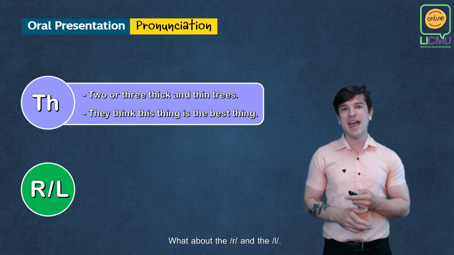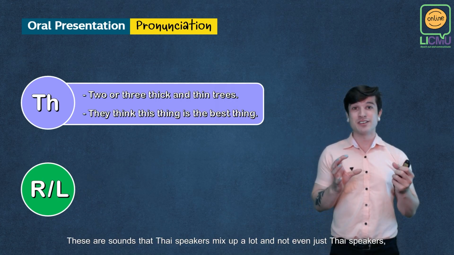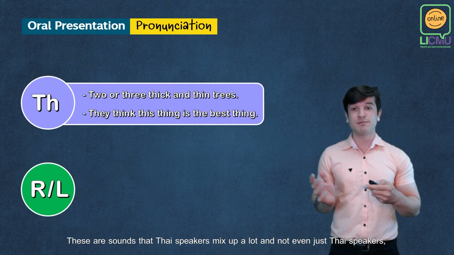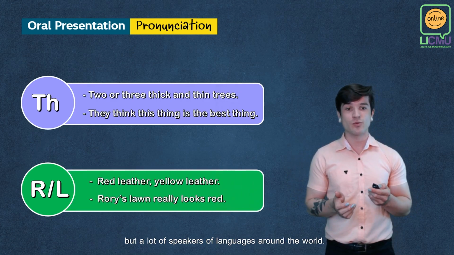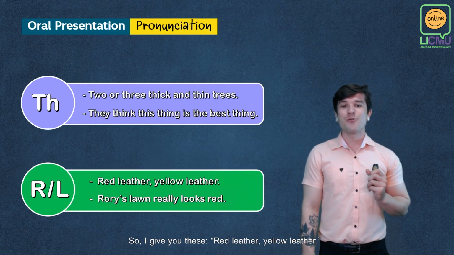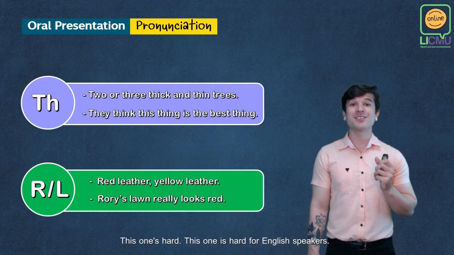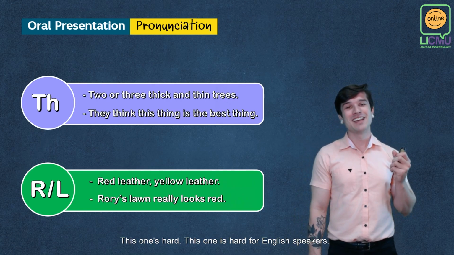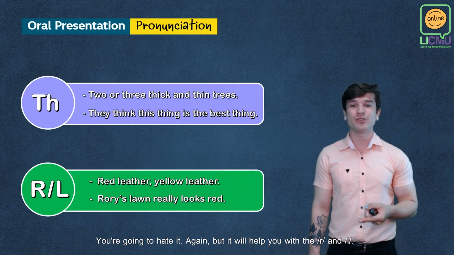What about the R and the L? These are sounds that Thai speakers mix up a lot, and not even just Thai speakers, but a lot of speakers of languages around the world. So I give you these. Red leather, yellow leather. This one's hard. This one is hard for English speakers. You're going to hate it again, but it will help you with those R's and L's.